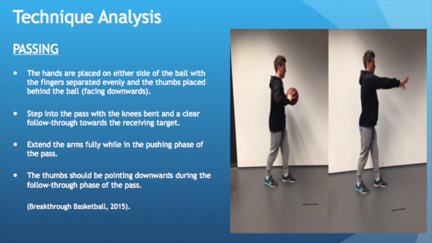When looking at the technique analysis of a basketball chest pass, the hands are placed on either side of the ball with the fingers separated evenly and the thumbs placed behind the ball facing downwards. Step into the pass with the knees bent and a clear follow through towards the receiving target. Extend the arms fully while in the pushing phase of the pass. The thumbs should be pointing downwards during the follow through phase of the pass.